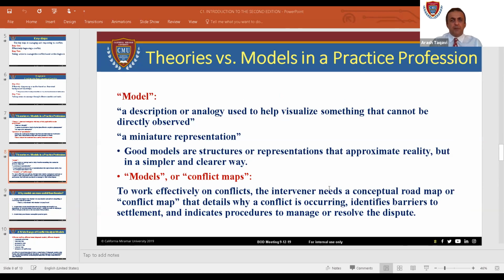But the other thing is a model, something driven from a theory, a description or analogy used to help visualize something that cannot be directly observed. What is the function of a model? A model is something to visualize concepts. A miniature representation. Good models are a structure or representation that approximates reality, but in a simpler and clearer way.